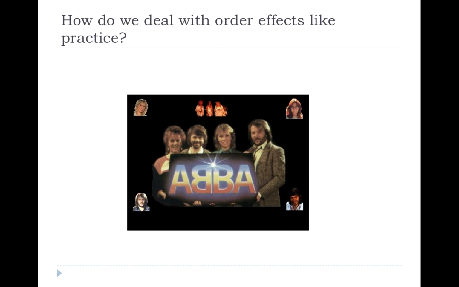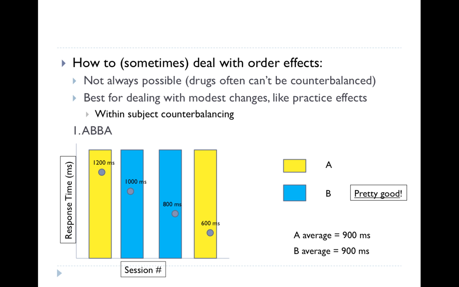So as you can see, right now I have a slide up for the Swedish band ABBA, and you can also hear the song. And you might wonder, what on earth does ABBA have to do with research methods? So this is kind of my way of telling you that the way that you can handle simple order effects is using the design ABBA, also referred to as ABBA in research methods. So how do we do this?